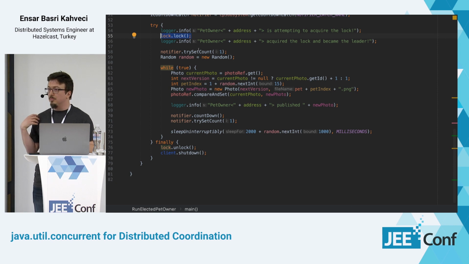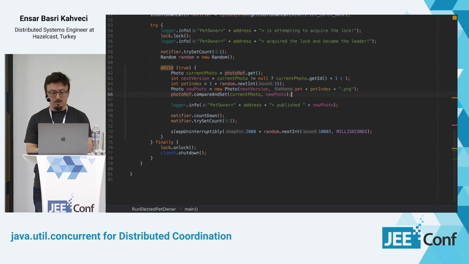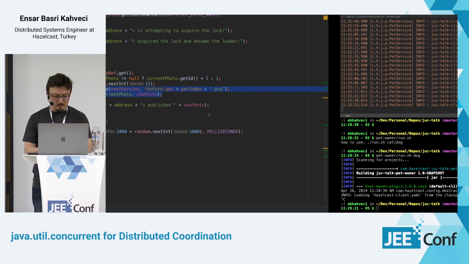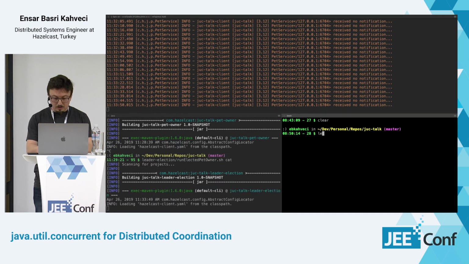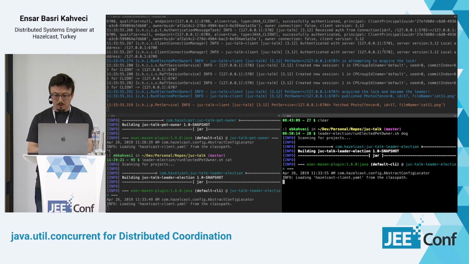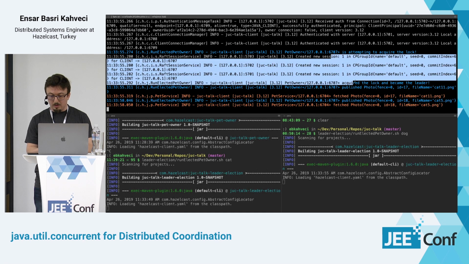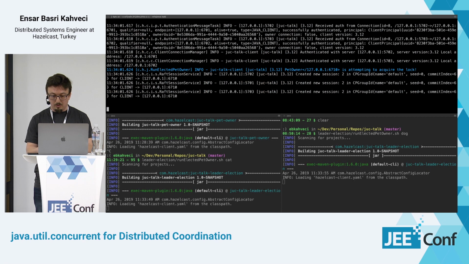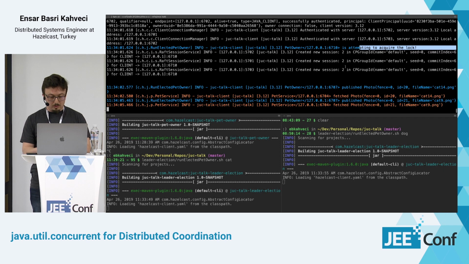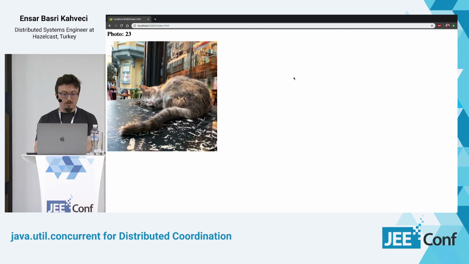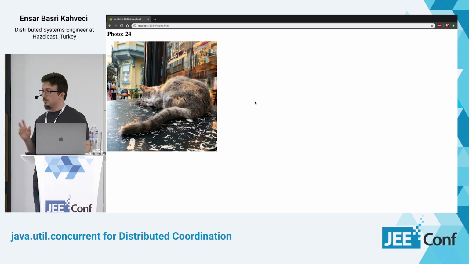And after I get the lock, it means that I am the leader now, so I will start publishing new pet photos as before. So let's see that. I will run it. Okay, let's make it publish cat photos this time. Okay, so our cat owner already acquired the lock and it started publishing new cat photos, and let's wait for the other one. Okay, so the other process is awaiting on the lock call. So if we check our browser, we will see that we are getting new cat photos every 2 to 3 seconds.